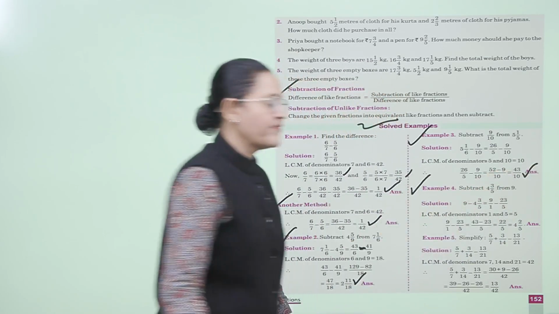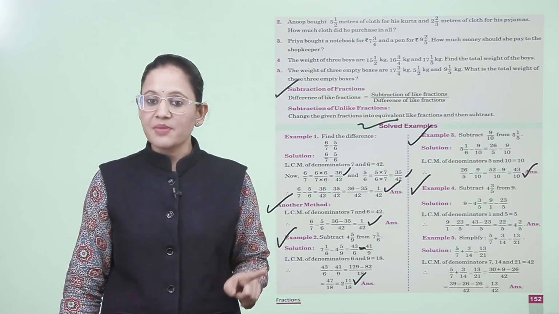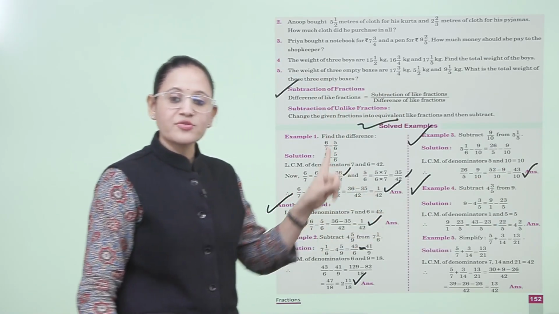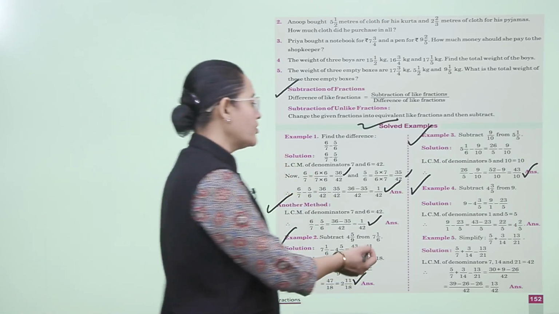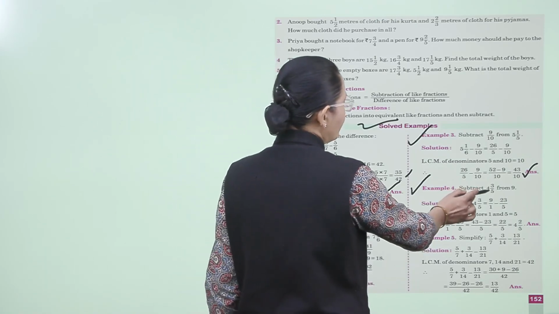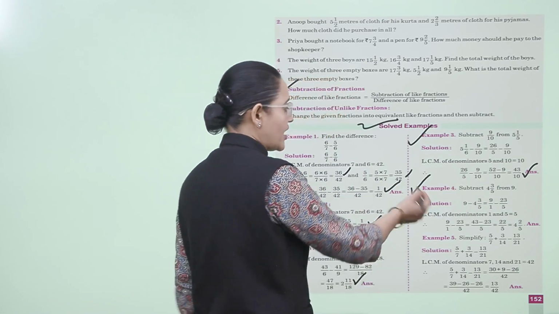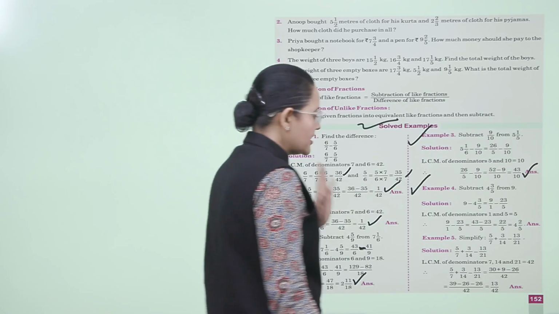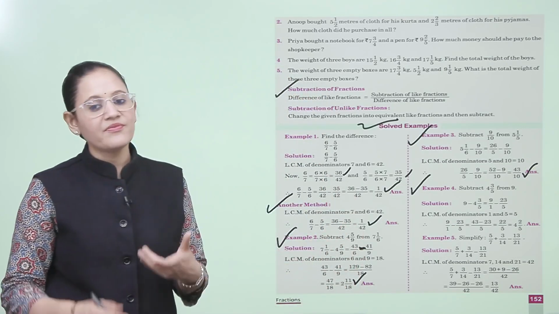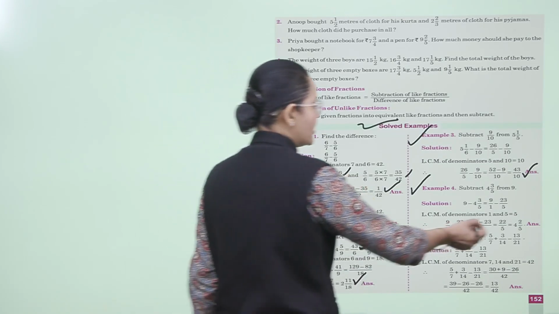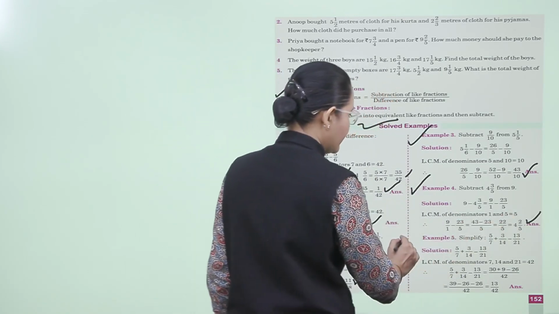Next example, we have to subtract 4 3 by 5 from 9. 4 3 by 5 is equal to 5 4s are 20 and 3, 23 upon 5, from 9. So 9 minus 23 upon 5. The procedure is the same. First we'll take the LCM and then subtract. Clear? So the answer is 4 2 by 5.